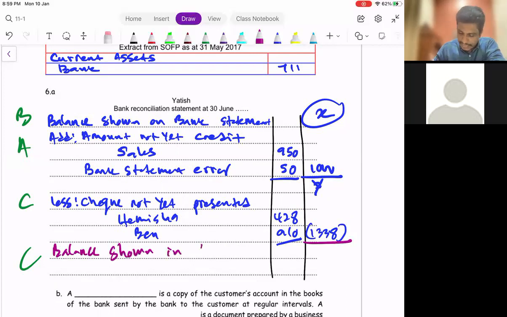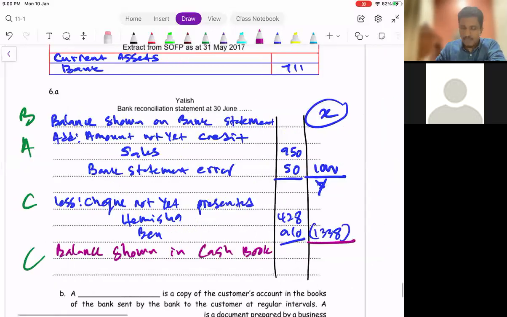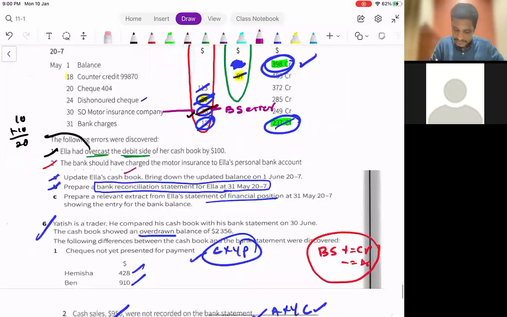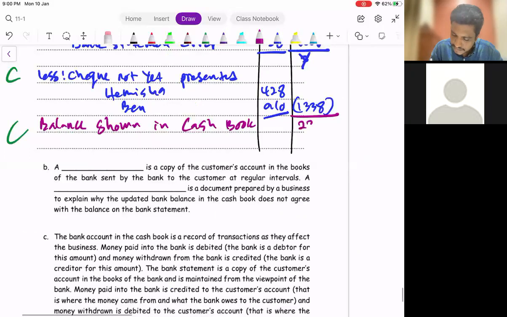in cash book. Do you know how much is the balance shown in a cash book? I think yes. That's just now the question gave. Where's the question here? This one. Balance shown in the cash book is 2356. So I go here. I write 2356. Is it correct?